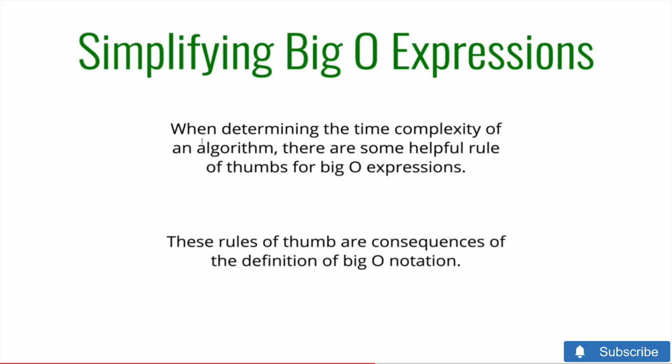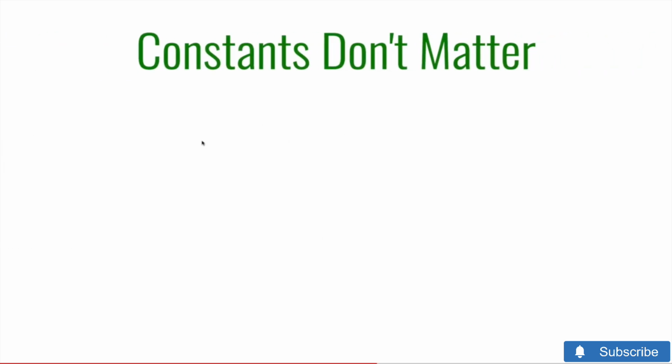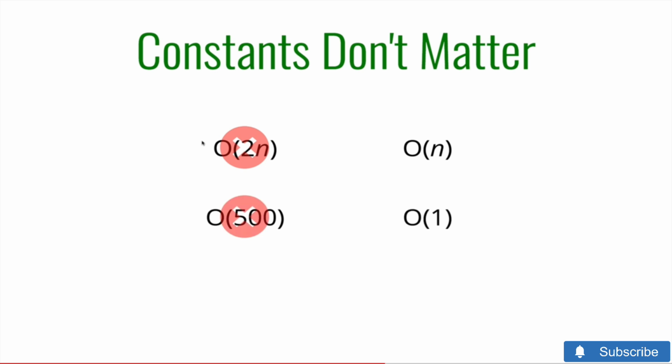These rules are consequences of the definition of big O, once again, that we only care about the broadest, fuzziest, big picture view. So constants don't matter. If we have something like O of 2n, we simplify that down just to O of n. O of 500, we simplify that just to O of 1. Because O of 500 is basically saying there are 500 operations every time, no matter what n is. And so that line, that chart, is going to be flat. And instead of saying it's flat at 500, we'll just simplify it down, saying that it's O of 1. That's how we say something is constant.